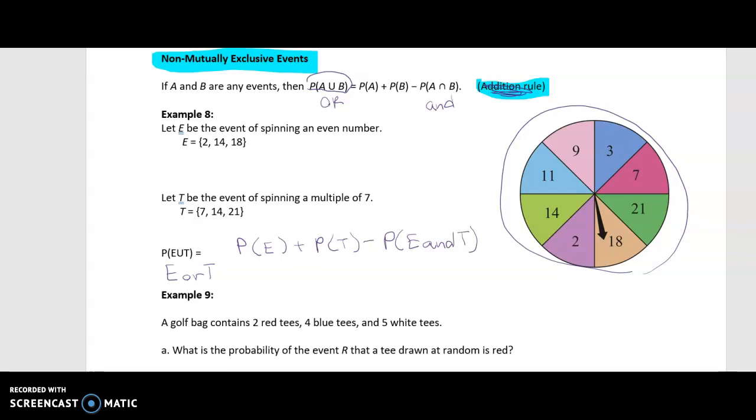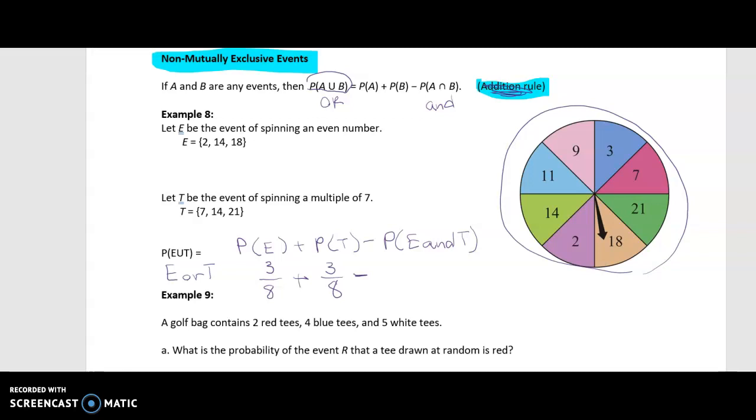So let's see here. The probability of spinning an even number would be 2, 14, 18. So 3 numbers out of the 8 on the wheel. So the probability of spinning an even would be 3 out of 8. For event T, we have to find the probability of getting a multiple of 7. There were 3 multiples of 7 out of the 8 numbers on the wheel. We now need to subtract the probability of spinning a number that is both even and a multiple of 7.